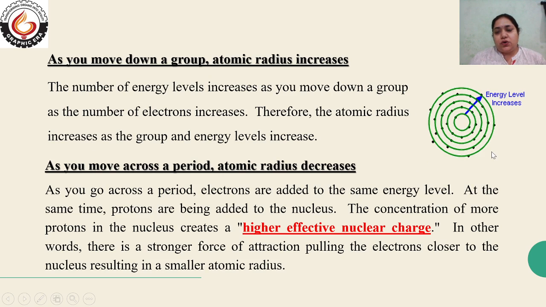Here it is also explained again that when we move down a group, you can see that the energy level increases and the number of shells increases. So in a group, when we move down, the number of shells increases and the size also increases. Whereas in a period, the number of positive charges increases, the number of electrons increases, and then the attraction between the nucleus and orbitals increases, due to which the size decreases when we move from left to right.